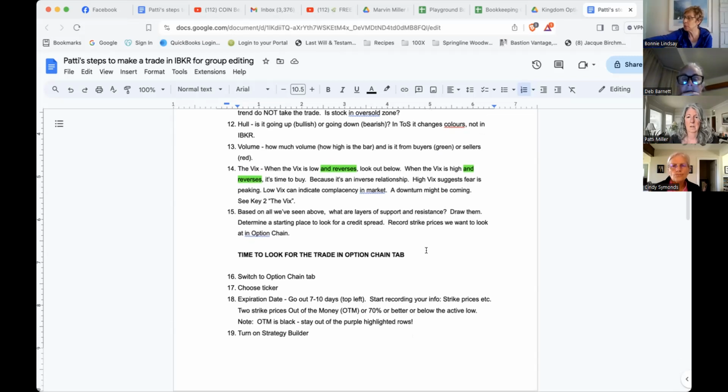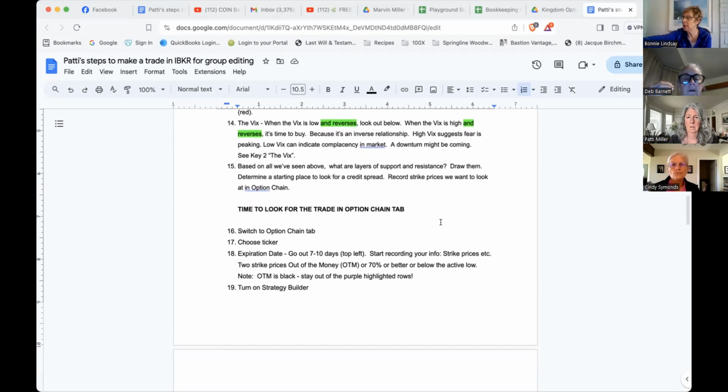So just go to look for a credit spread, and then instead of going credit spread, it's to look for a strike price, comma, credit spread, and so on. Is that what you're saying, Deb? Yeah, so determine a starting place to look for the strike prices that will create the credit spread.